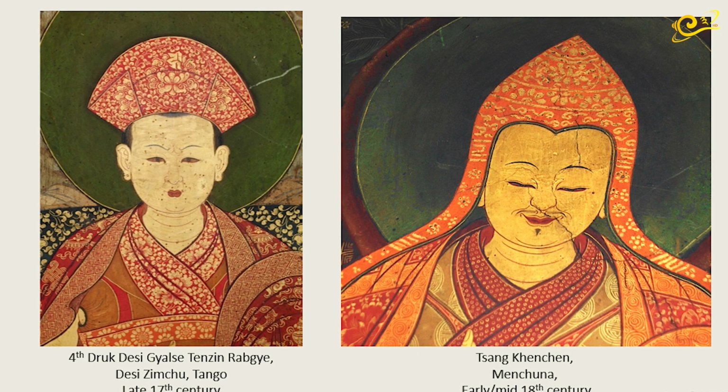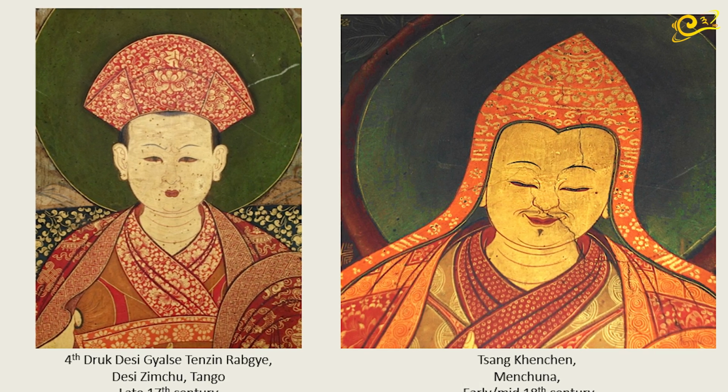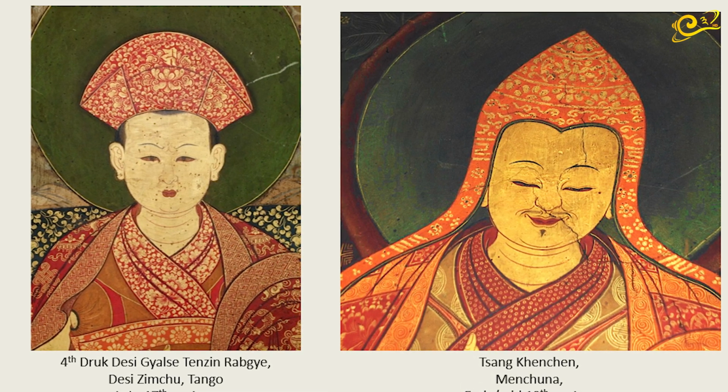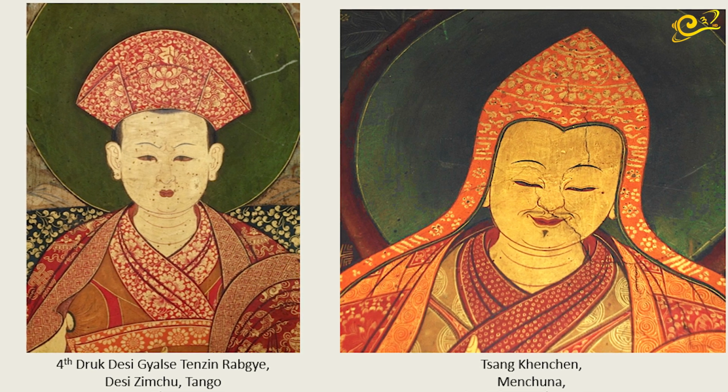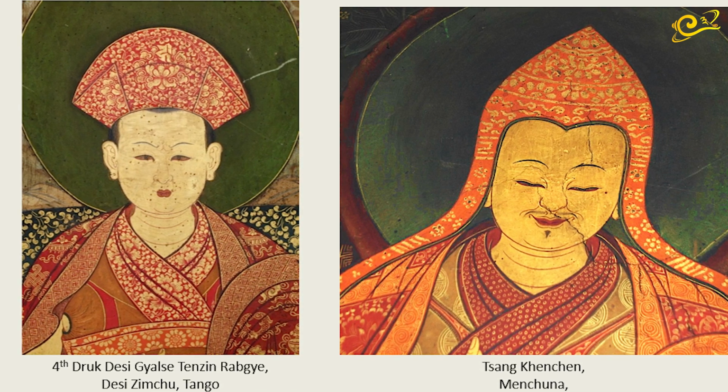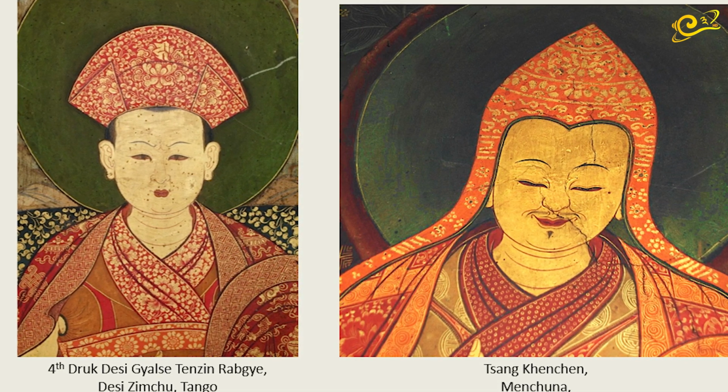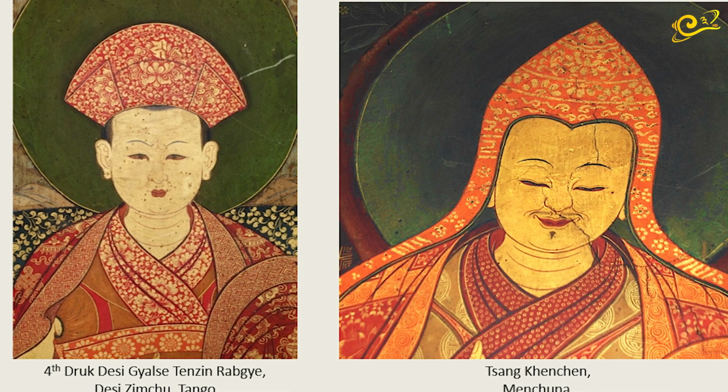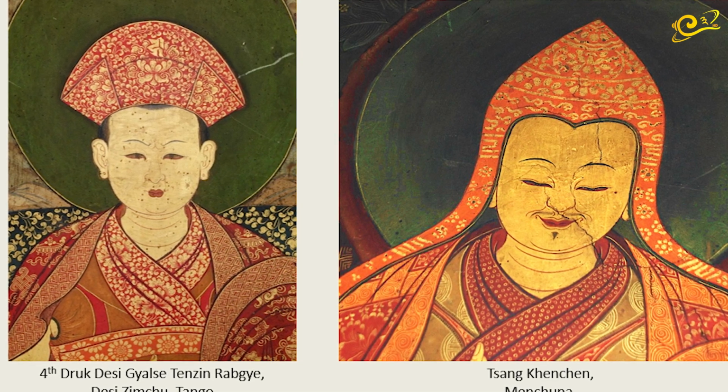In both cases, the eyes are quite small, they're reddish, the nose is a little bit short, the mouth is small, and bright red lips. And we can see that the features are a little bit close on the face. Now, the tradition is that this particular figure at Tango cried at the death of the Drukdesi Tenzin Rabge. But we can see that elsewhere, that tradition of having the red eyes continues.